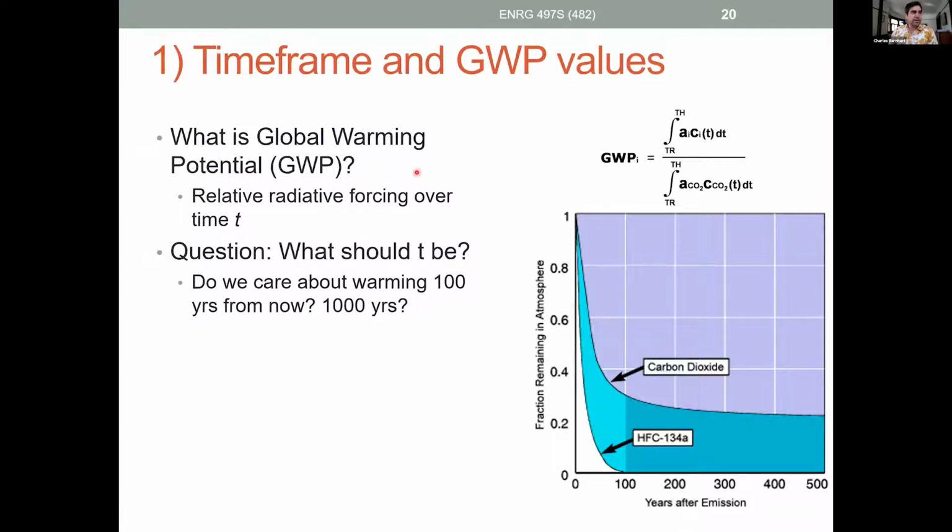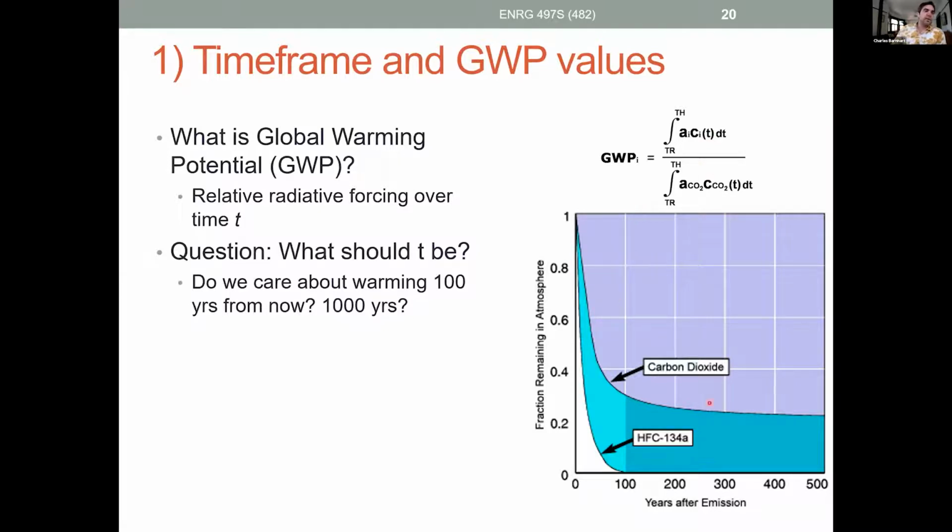All right, so the way that these are calculated is you look at the radiative efficiency, that's this A_i term, of this gas species you're interested in, like methane, and then you look at the concentration as a function of time, and you integrate that over time from the time it was released, t_R, to the time horizon you're interested in. Are you interested in what it looks like 25 years from now, what it looks like tomorrow, what it looks like 100 years from now? You are not responsible for this in the class. I just want you to know where all this comes from.